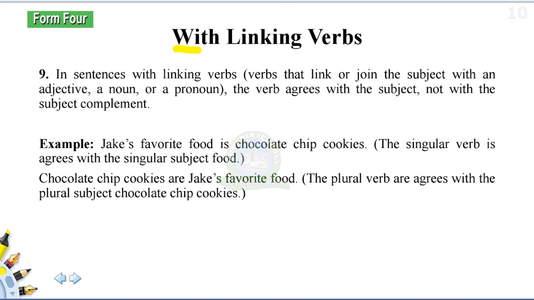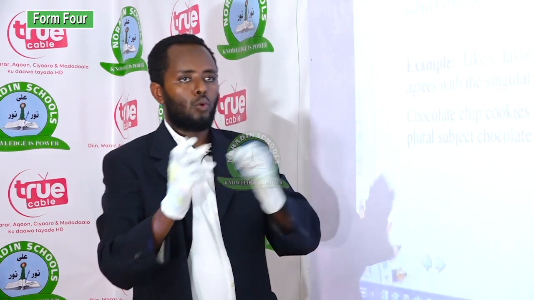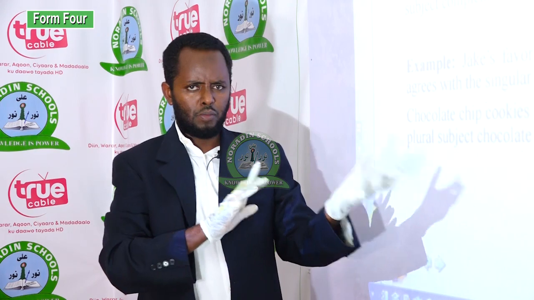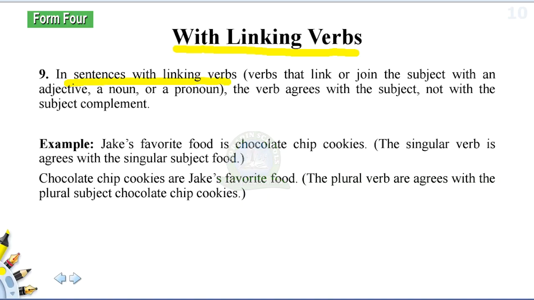With linking verbs, you know, linking verbs are is, are, was, were, seem, etc. In a sentence with linking verbs, verbs that link or join the subject with an adjective, noun or pronoun, the verb agrees with the subject, not the subject complement. So if you have a linking verb, you have to consider the noun or the pronoun that joins the subject.